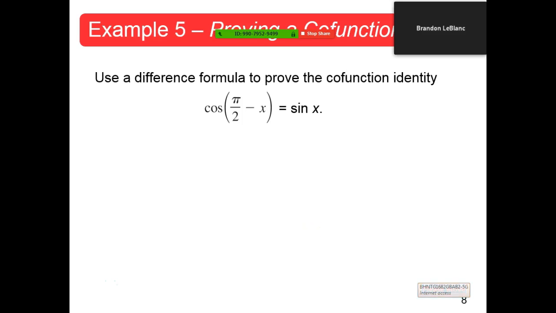Here is example 5. Use a difference formula to prove the cofunction identity. We've already used that cofunction identity once today when we had 15 degrees and 75 degrees. We did that. Let's see if that was right. We've been using it. Let's see if it's right. How does the cosine of a difference go?